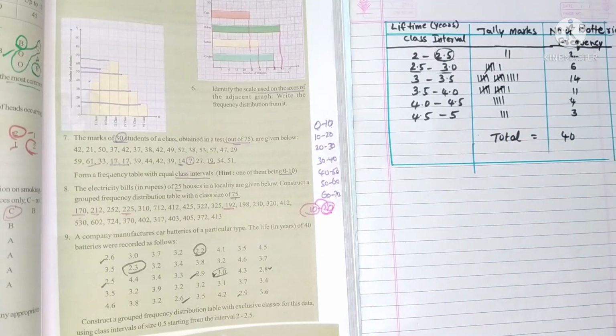Okay, so this is our exercise 9.1. It's a very easy one actually. So I think you understand this.